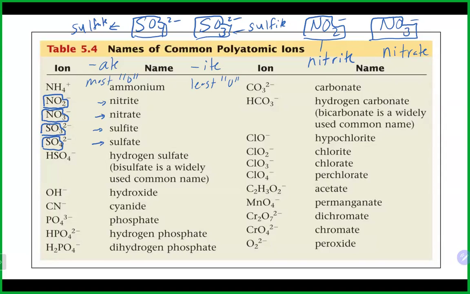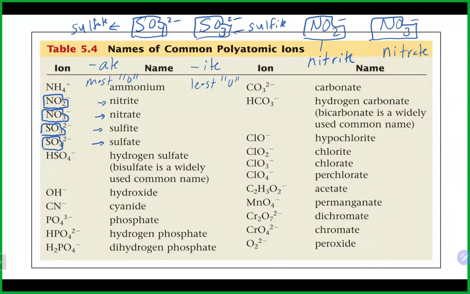What does that mean? That means if you want, you could just remember all the ates, and all you have to do if you need an ite is just take off an oxygen. Everything else stays the same. The charge stays the same. Just take off one oxygen, right? Or if you want, you can remember all the ites, and if you need an ate, just put on one oxygen. Everything else is the same. So an easier way, if you don't want to remember everybody individually, is to remember, okay, SO4 2 minus is sulfate. I need sulfite. I'm just going to take off one oxygen because that's the only difference. The charge will be the same, everything else will be the same.